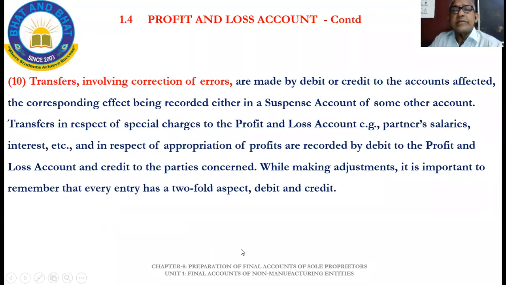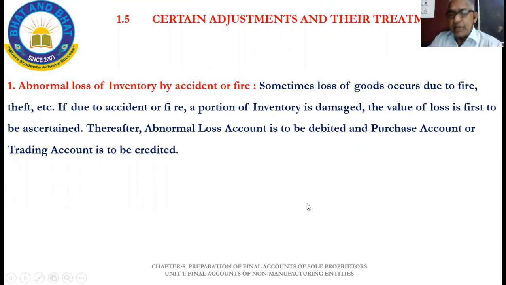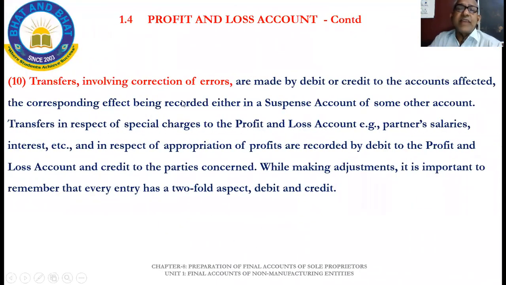Okay. Then, we have studied correction of errors, rectification of errors. If anything is there like that, suspense account, where it arises in case of trial balance disagreeing, right? Difference in the trial balance. If suspense account is opened and all, such transfers also will be done. How it is done and all we have studied in case of rectification of errors.